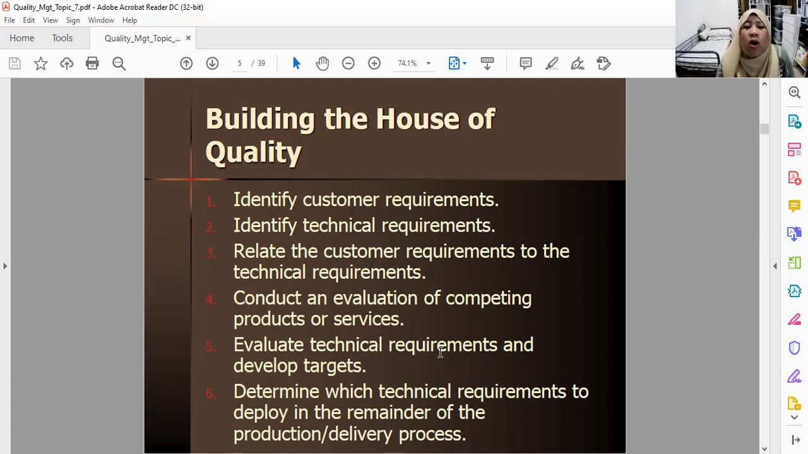And then number four, conduct an evaluation of competing products or services. This is very, very important in step four, because we are not the main key player who invented the product. So bear in mind, we are not the only company that produces the product. There are a lot of calculator producers, maybe the company from Casio, or from Dell, or from Lenovo, for example, who invented scientific calculators.